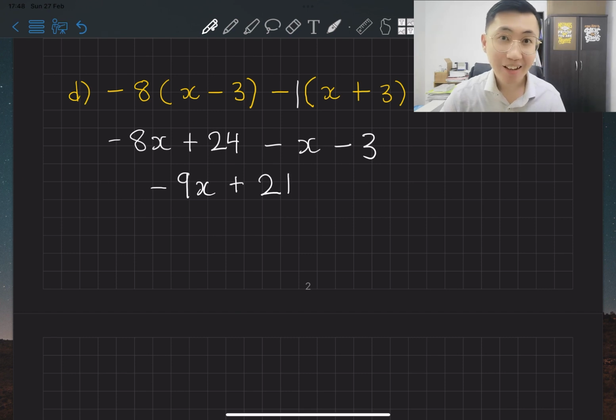Did you get it? So that's it. Expanding the bracket doesn't mean making the bracket bigger. Don't give me a heart attack. Just remember, it is multiplying the terms in the bracket.